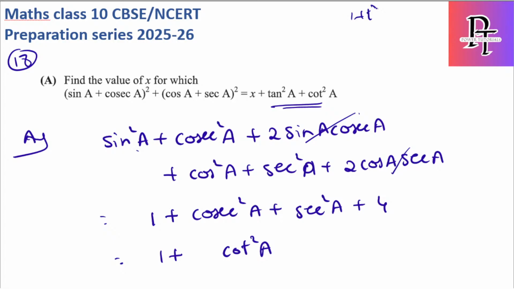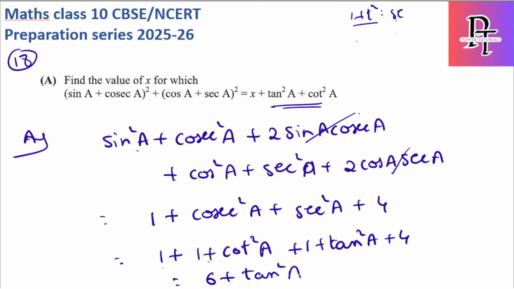1 plus tan square a is secant square a. So I have secant square a, I have to write 1 plus tan square a, and cosecant square a, I have to write 1 plus cot square a. So cosecant square is 1 plus cot square a, secant square is 1 plus tan square a, plus 4. So I just write numbers 1 plus 1, 2 plus 4 is 6. 6 plus tan square a plus cot square a. As the value of x is 6.